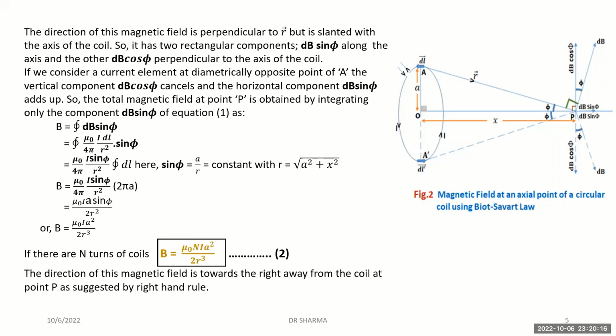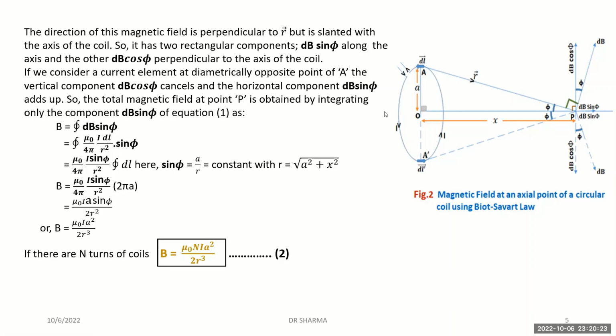The direction of this magnetic field is towards the right, at point P away from the coil, as suggested by the right hand thumb rule. Because we have considered the direction of current to be anticlockwise as viewed from point P, the direction of the magnetic field is towards the right.